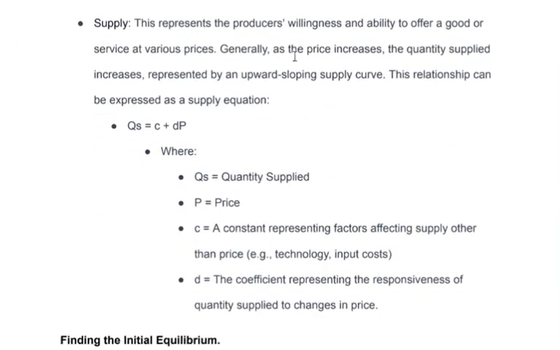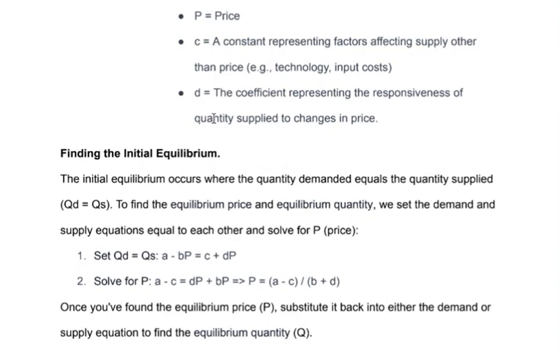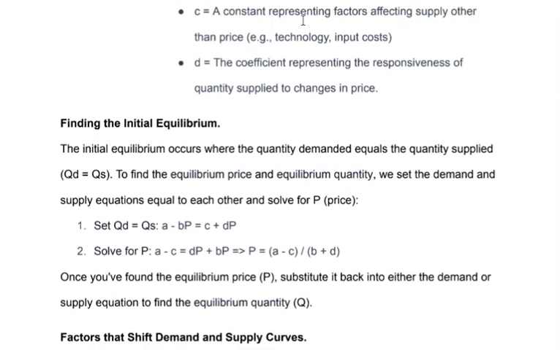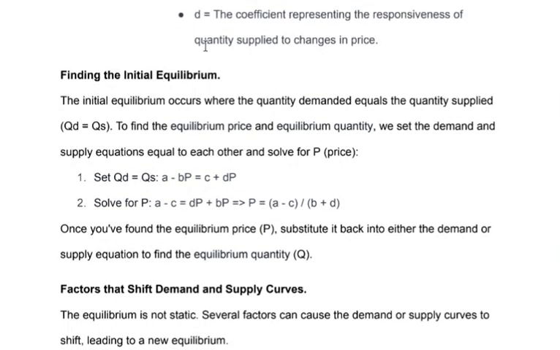Supply. This represents the producer's willingness and ability to offer a good or service at various prices. Generally, as the price increases, the quantity supplied increases, represented by an upward-sloping supply curve. This relationship can be expressed as a supply equation: QS equals C plus DP, where QS equals quantity supplied, P equals price, C equals a constant representing factors affecting supply other than price, and D equals the coefficient representing the responsiveness of quantity supplied to changes in price.